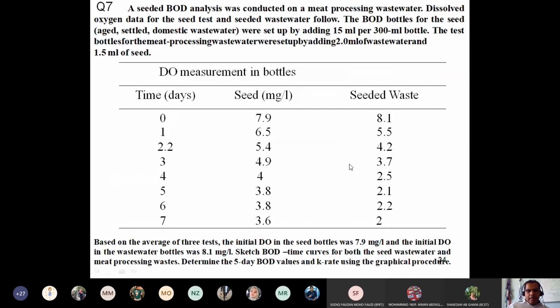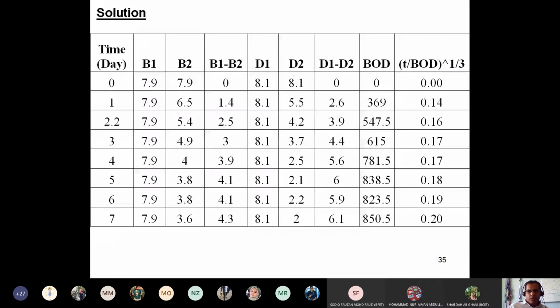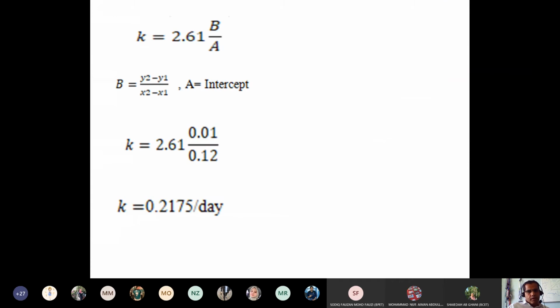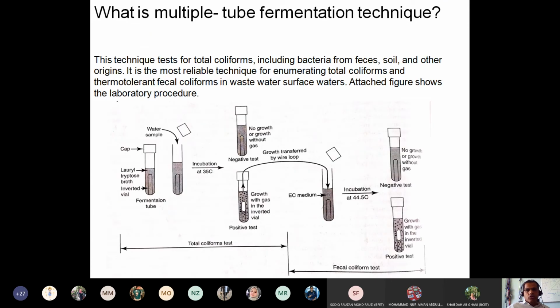Here is also another equation, seeded BOD, with the answer also here. I think no need to waste time. You just look and see if you have any problem. I will send you this file so that you can study. No problem, inshallah. Okay, we go to another topic.